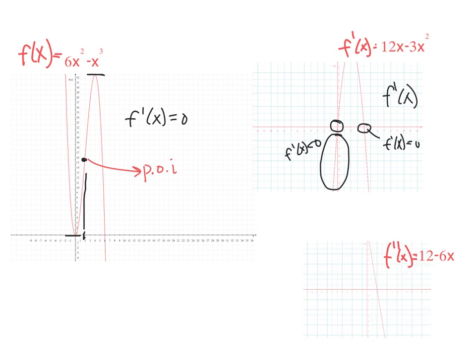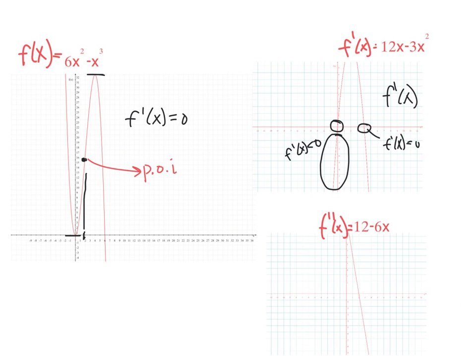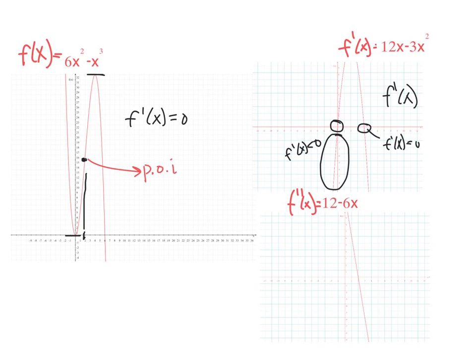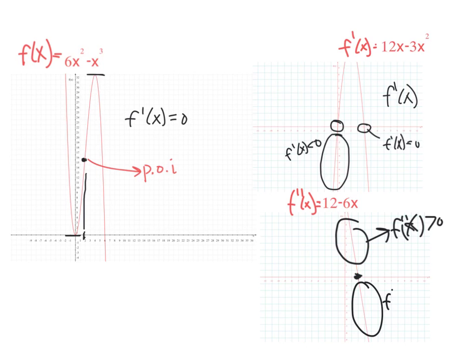Now let's take a look at the second derivative. Remember, the second derivative talks to us about concavity. And it looks like our second derivative changes signs at x equals 2, which we expected. Our second derivative is greater than 0, or positive, from negative infinity to 2. And right here, our second derivative is negative from 2 to infinity.